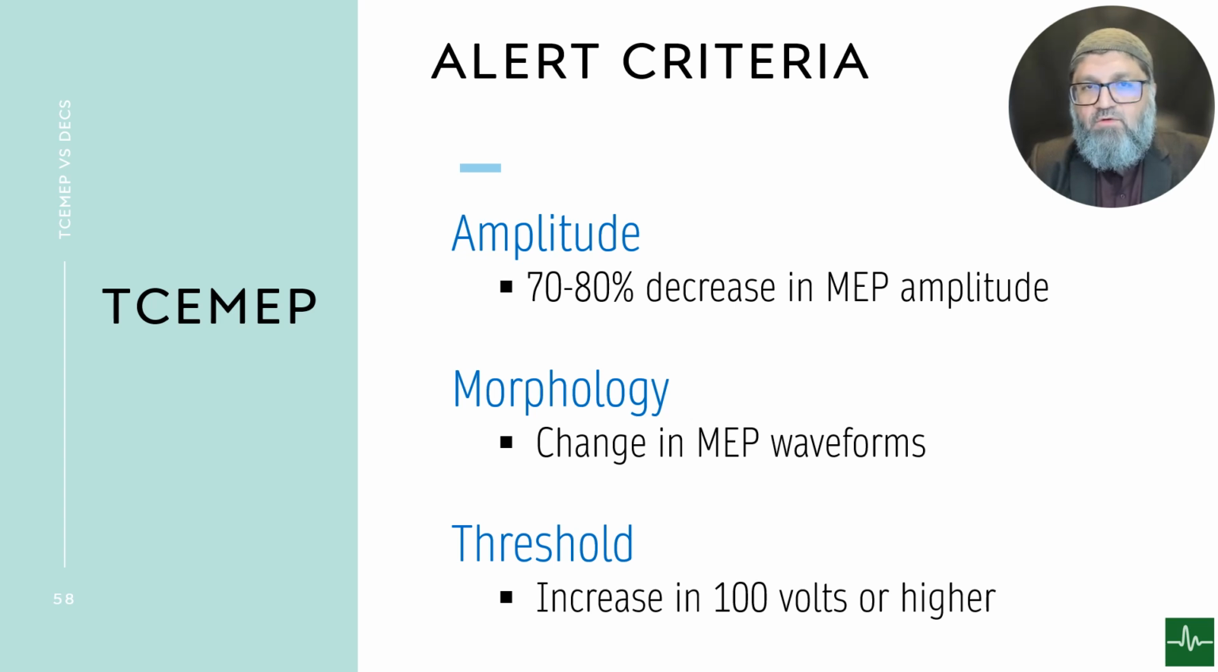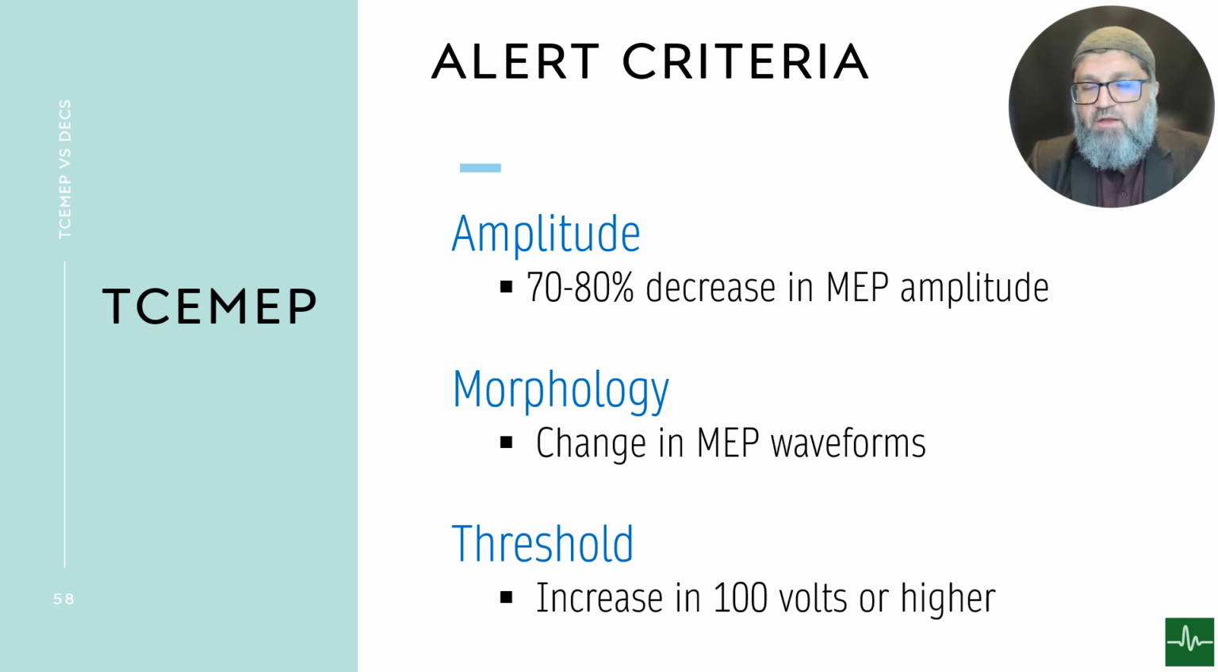And we don't want to use a total absence of response, which is the all-or-none phenomenon, because that means the muscle motor responses are already gone. That's too late. So we use about a 70 to 80% drop in amplitude as a significant change, and the surgeon should be alerted. We also look at morphology. If you're stimulating 6 pulses and you have 6 responses in the CMAP, and it changes from 6 to 2 or 1, that means there's a significant change and not all the D waves are transferring to the muscle. And then the last one is threshold.